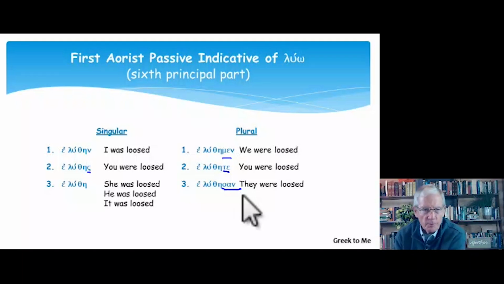So let's pronounce them one more time. Eleuthein, eleuthes, eleuthe, eleuthemen, eleutheta, eleuthesan.